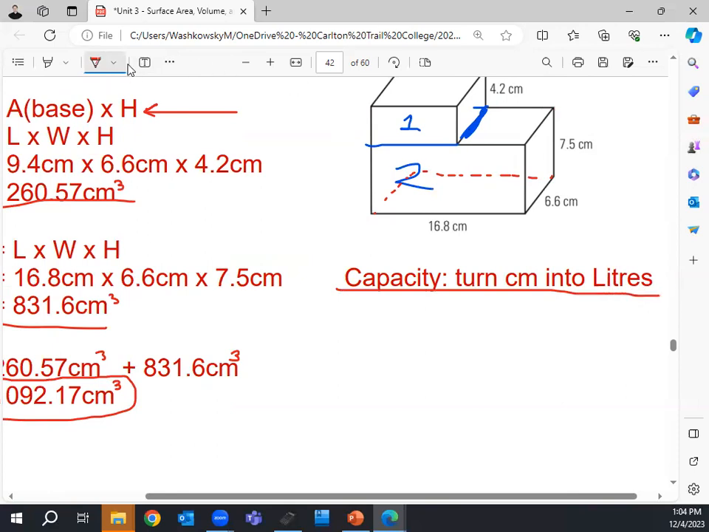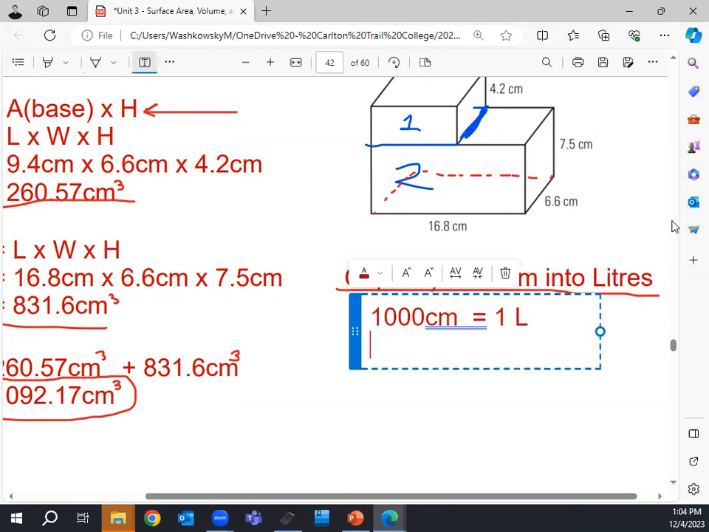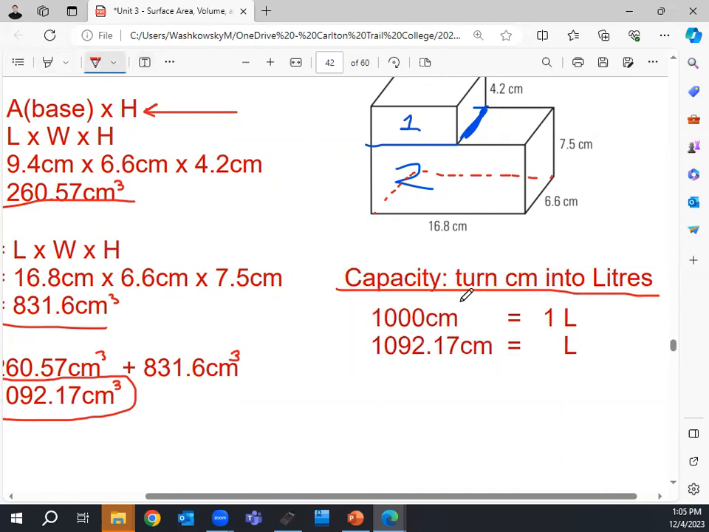So capacity, I'm going to turn these centimeters into liters. So I know that 1,000 centimeters cubed is equal to 1 liter. I'm writing down what I know. What else do I know? I know that I have 1,092.17 cubic centimeters, but I do not know how many liters that is.